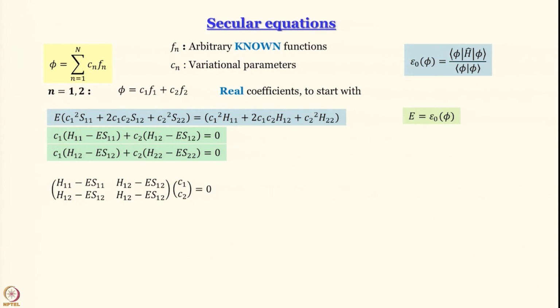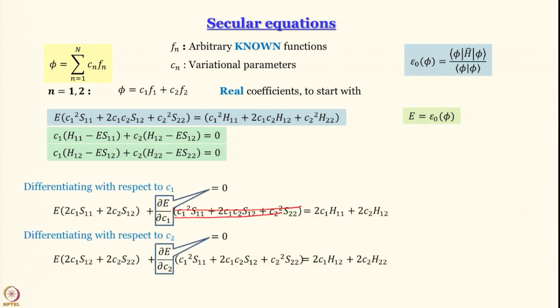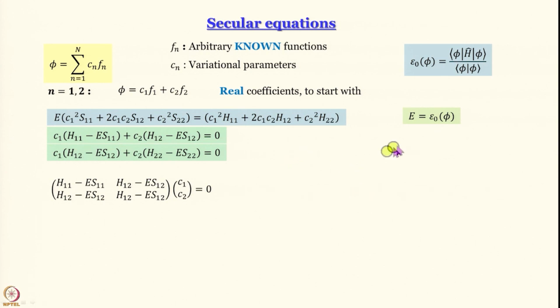Alright, so here we are, we have got an equation, and I hope it is not difficult to see that we can write it nicely as a matrix equation, where the matrix elements are not H11, S11, so on and so forth, no, rather they are H11 minus ES11, the second one is H12 minus ES12, third one is H12 minus ES12, fourth one is H22 minus ES22.